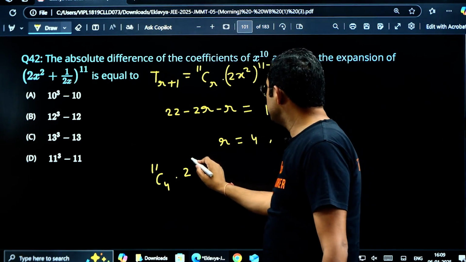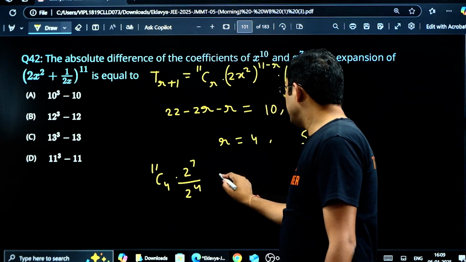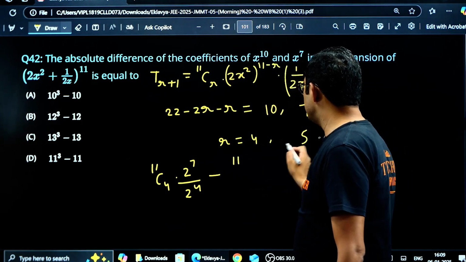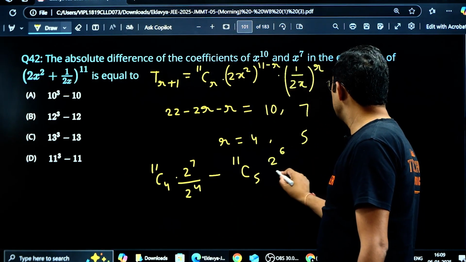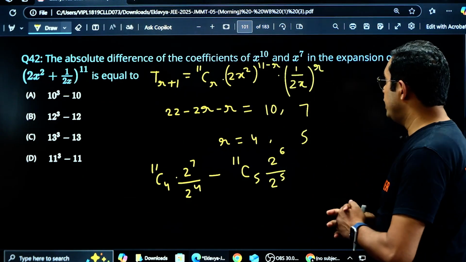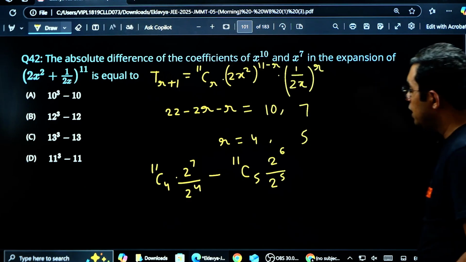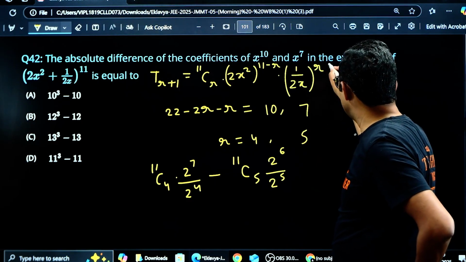if you put r as 4, then it will be 2 power 7 here and 2 power 4 here, minus, we have to take the difference. For r equal to 5, it will be 11C5, and this will be 2 power 6 upon 2 power 5. Okay, so that is what we are looking for. 11 minus 4 is 7, 2 power 7 upon 2 power 4, that is right. Now we have to calculate this value.